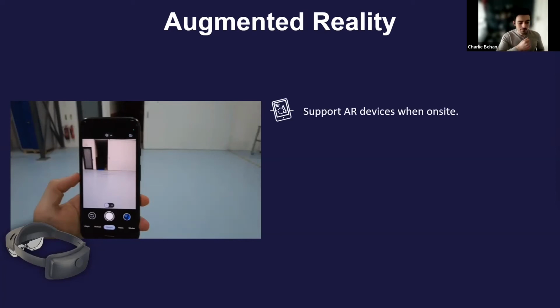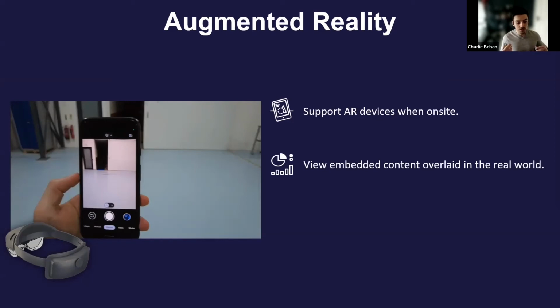But basically, with the 360 tours, usually when you're on site, you wouldn't use a 360 tour because you're already there. You don't need to see images of it. But the content that's actually embedded in the 360 tour is still fairly useful to get when you're on site. And if you have a device that supports AR, there's no reason you can't use that to see it. So if you're on site at a location where a 360 tour is, you can open up the AR device and you can view the embedded content overlaid on the real world.